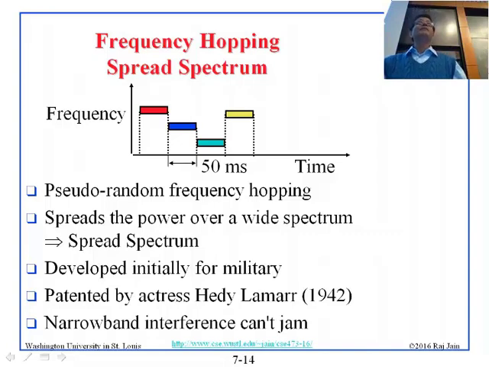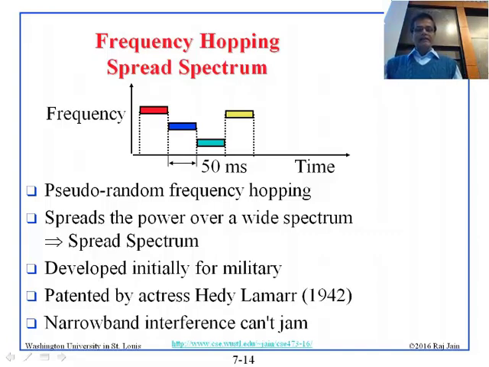And actually it was developed not by the military. It was developed by an actress, Hedy Lamarr. Hedy Lamarr actually holds the patent on this. And the reason she invented this is not for any of this stuff that we are talking about. She was just working with harmonium and piano and some music stuff, and she was seeing the effect of frequency changes. And she said, yeah, this is a great way to do whatever she was trying to do. And so she got a patent in 1942, and then the military took it and used it for anti-jamming.